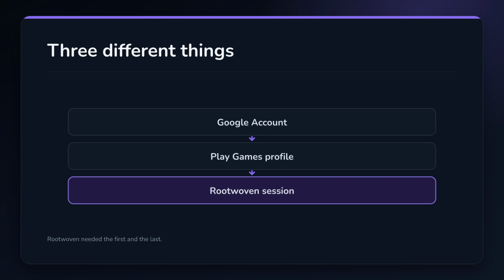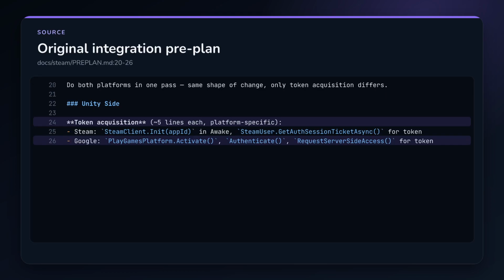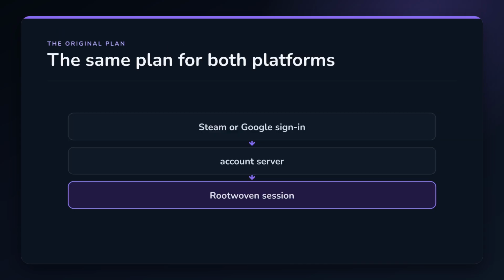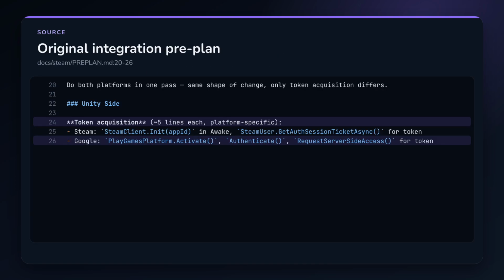So why did signing into Rootwoven require joining a gaming platform at all? We had a good reason for choosing it. At the time, we were adding platform login for both Steam and Android. The plan was simple. Get a credential from the platform, send it to our account server, and create the usual Rootwoven session. Our planning document estimated roughly 5 platform-specific lines for each platform.